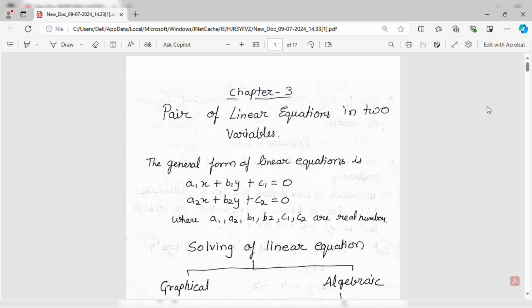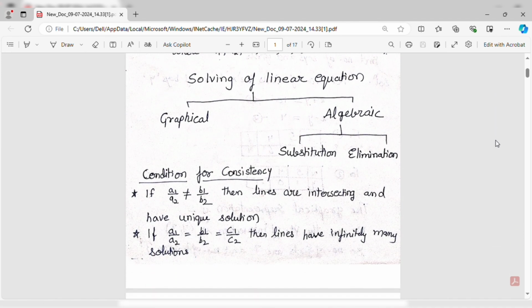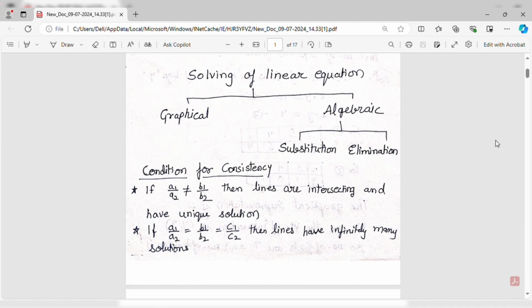So basically we can solve these linear equations in two ways. First is graphical and the other is algebraic. For the graphical method, we have to draw the graph of both the linear equations, which would be straight lines, and the point where both graphs meet would be the solution of those linear equations. And for the algebraic way, we have two methods in our syllabus. First is the substitution method and the other is the elimination method.